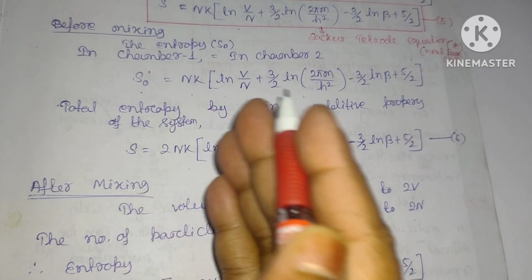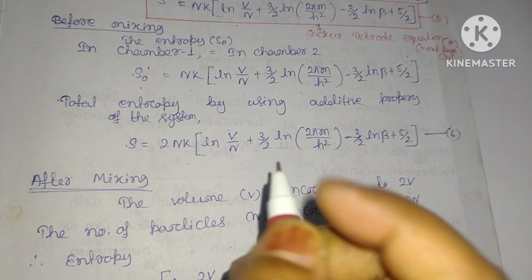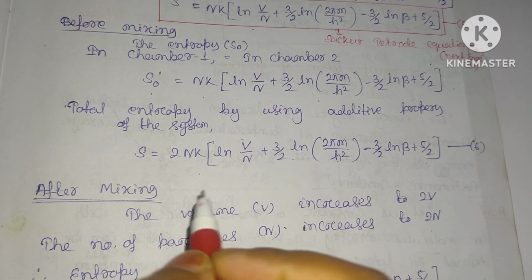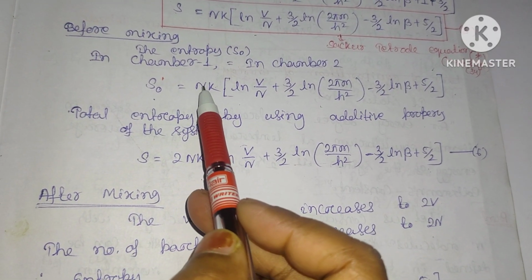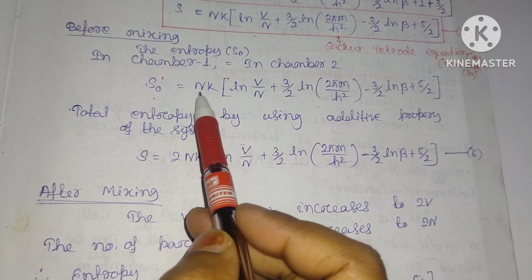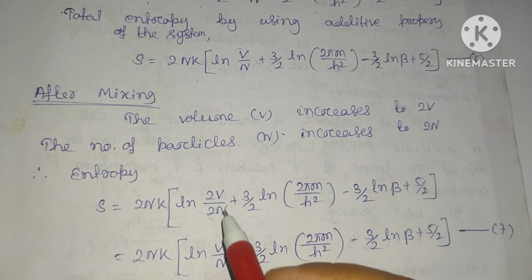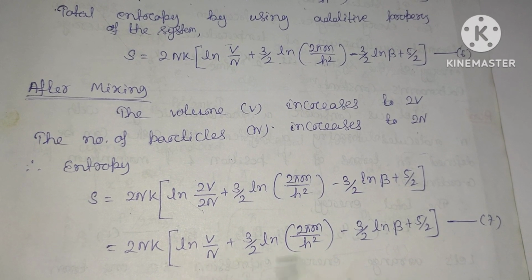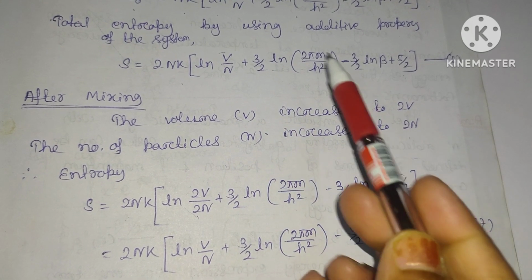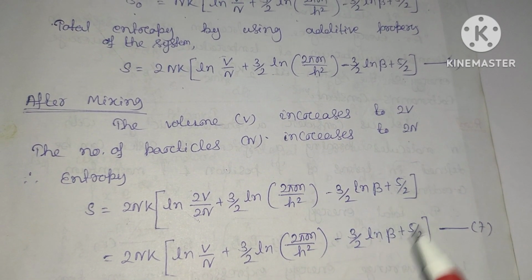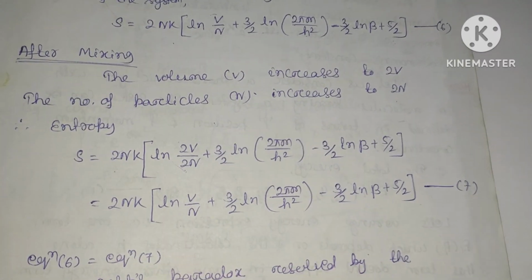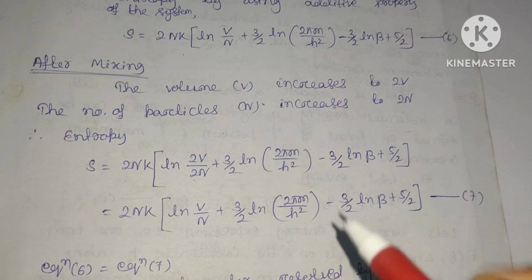After mixing, when we remove this partition, the volume becomes twice and the number of particles twice. In that condition n will be double and v will be double, so in place of v and n we simply multiply by 2 here. By putting this here you can cancel the 2s, so this becomes this. So now you can see that this entropy, 2nk ln v by n plus 3 by 2 ln 2 pi m by h square minus 3 by 2 ln beta plus 5 by 2, is the same as the earlier entropy. Equation 6 is the same as this.